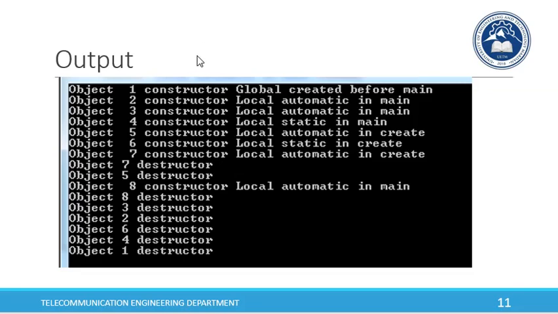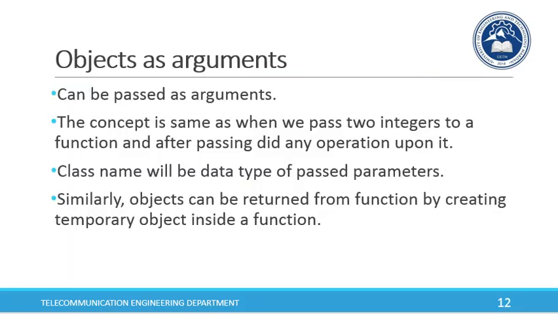So coming to the second topic, which is objects as arguments. Objects can be passed as arguments. The concept is the same as when we pass two integers to a function and, after passing, do some operation upon it. Class name will be the data type of the passed parameters. Similarly, objects can be returned from a function by creating temporary objects inside the function.